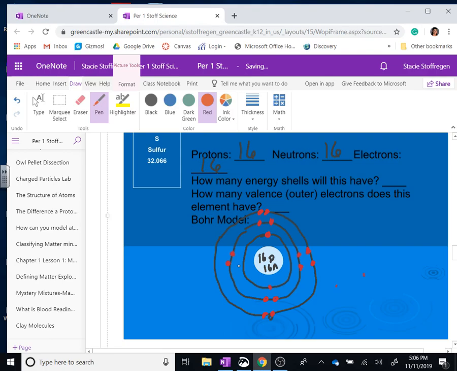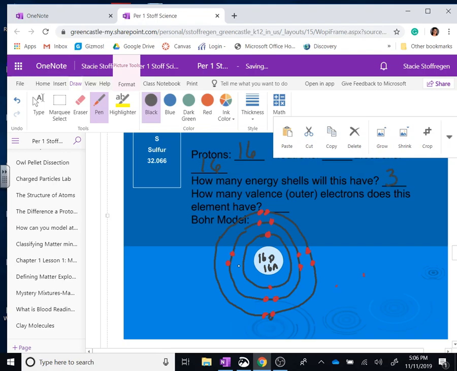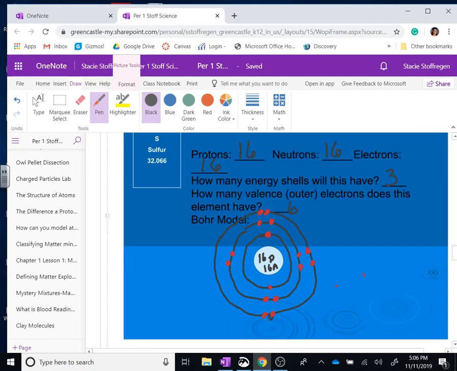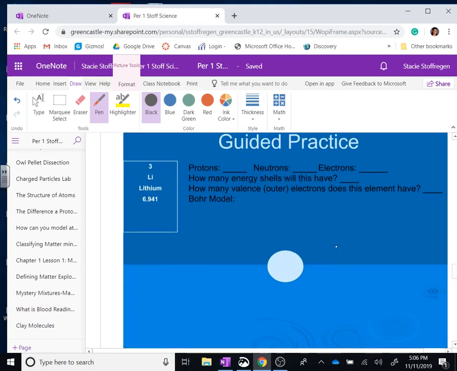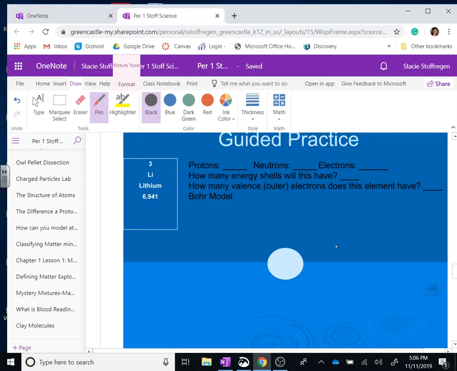So it says how many energy shells will we have? Looks like we used 3 out in that electron cloud. And it says how many valence outer electrons does this element have? Well, we have 2 in the first, 8 in the second. That's 10, so that leaves us with 6 on the outer shell. So that is sulfur.